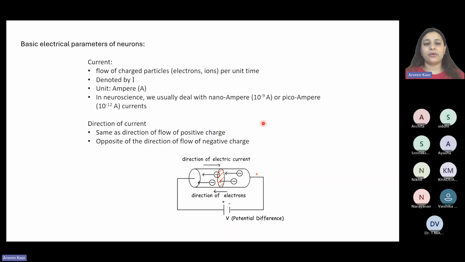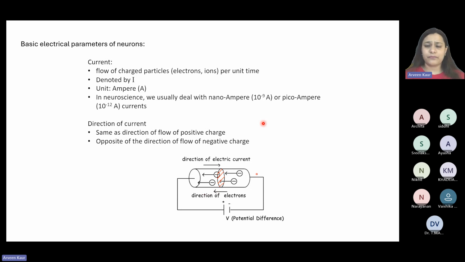So as I said, what we are going to do is understand a very basic kind of electrical circuit, and we are going to correlate how signal is transduced within a neuron by understanding how such an electrical circuit actually works, right?